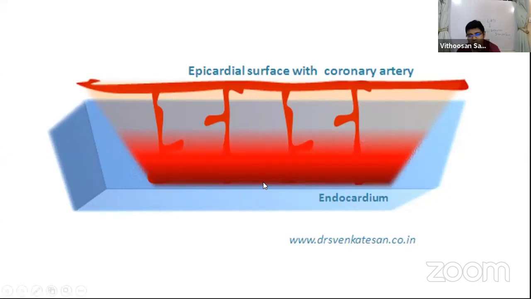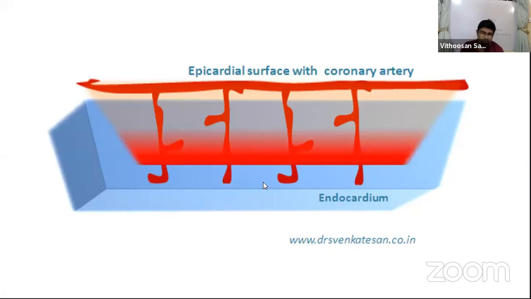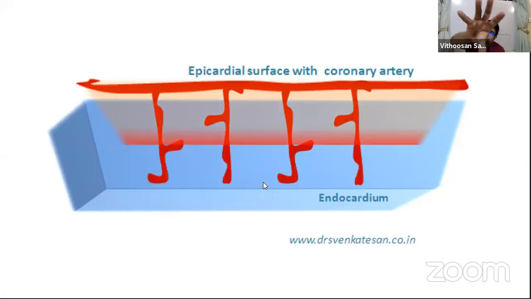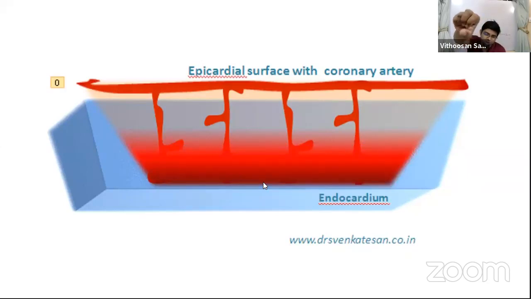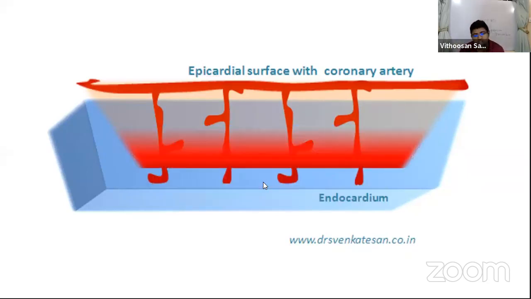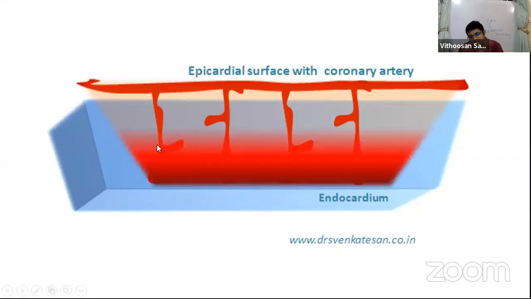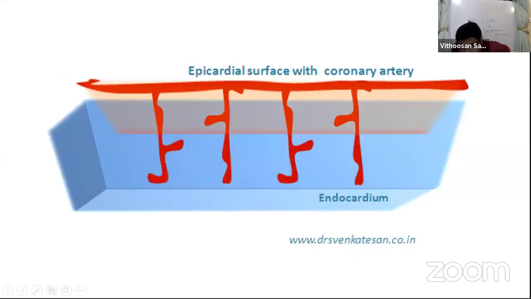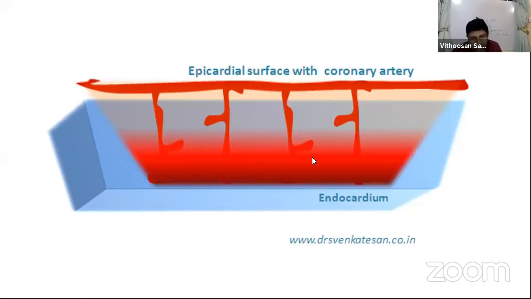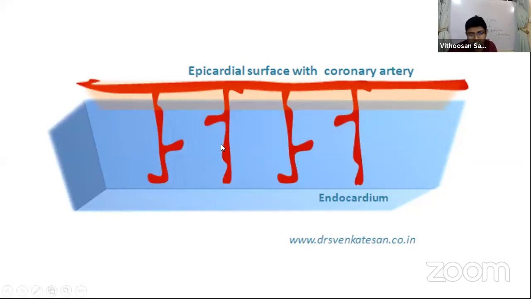So why is this important, guys? Later we'll study in cardiology that there is something called the cardiac cycle, with systole and diastole. What is happening in systole is that your ventricle contracts. The ventricle is myocardium, so when the ventricle contracts, that will compress these vessels, right?